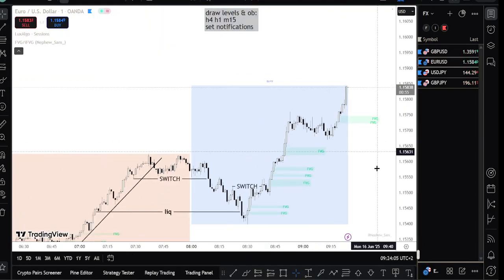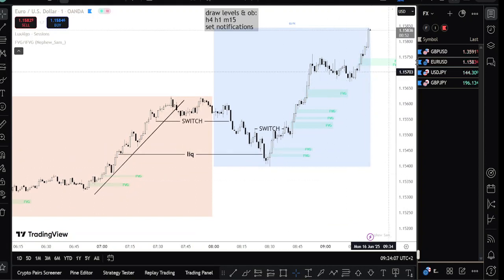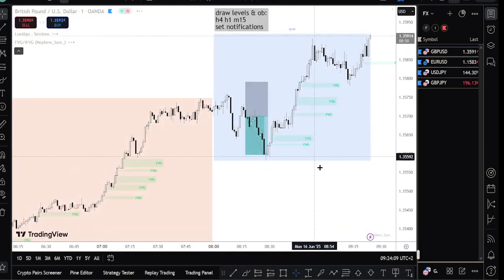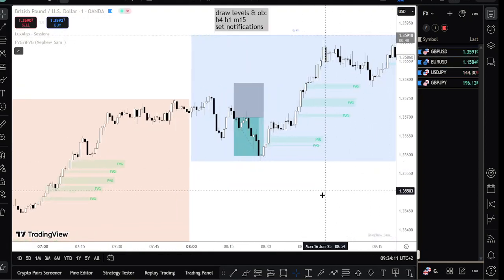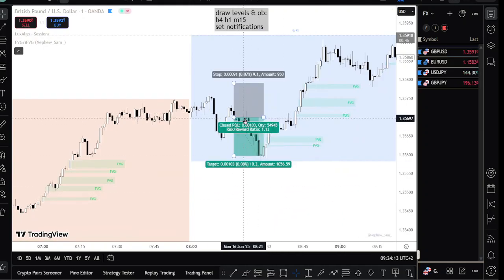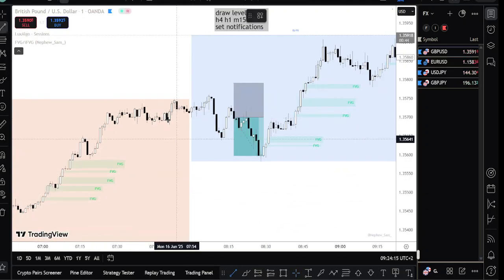So not really possible, but GU was more clean. And look at this. This is where the trade is. So here is the kind of flat action. We have this low here.